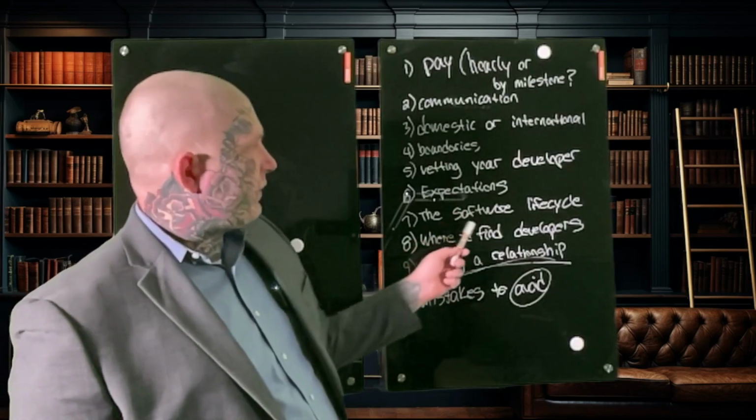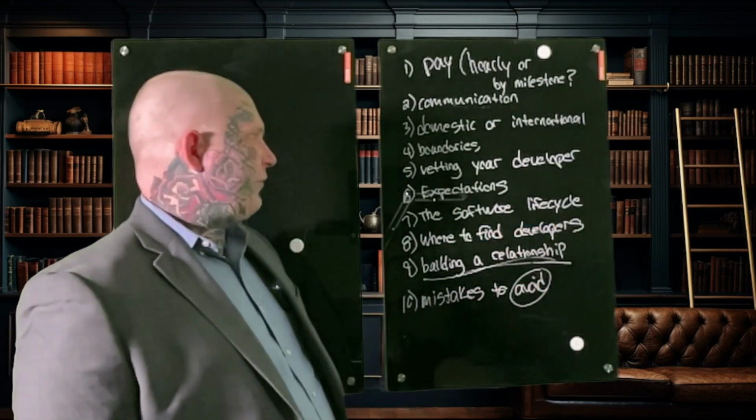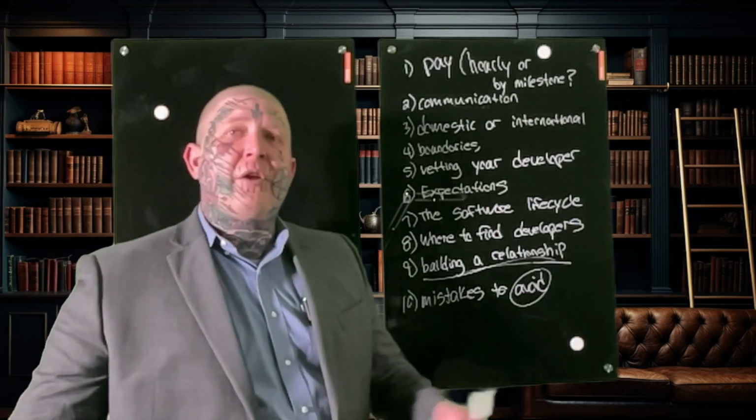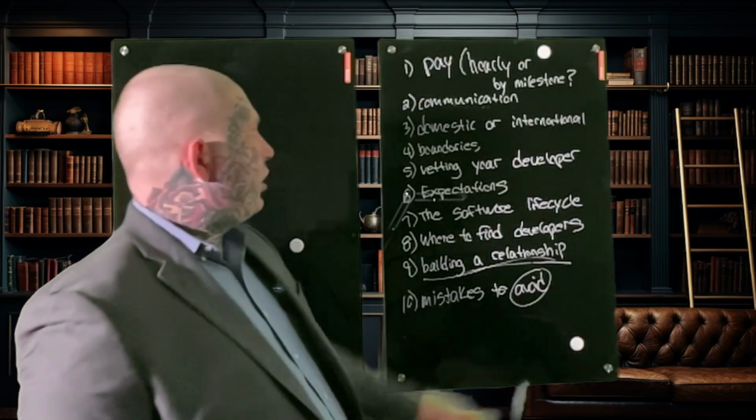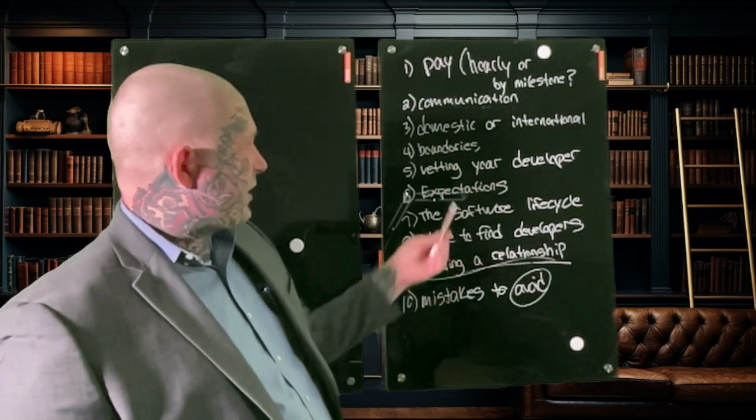Expectations of your developer. How the software development lifecycle works. What is the software development lifecycle? How much software do you need to understand on your own to effectively communicate? Looping back to boundaries and communication and expectations.